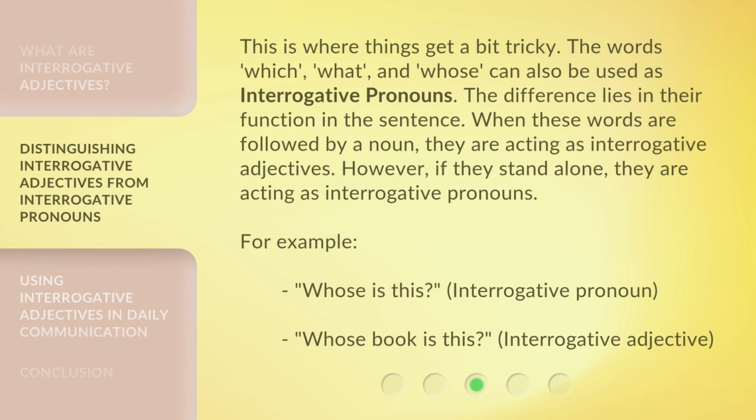This is where things get a bit tricky. The words which, what, and whose can also be used as interrogative pronouns. The difference lies in their function in the sentence. When these words are followed by a noun, they are acting as interrogative adjectives. However, if they stand alone, they are acting as interrogative pronouns.